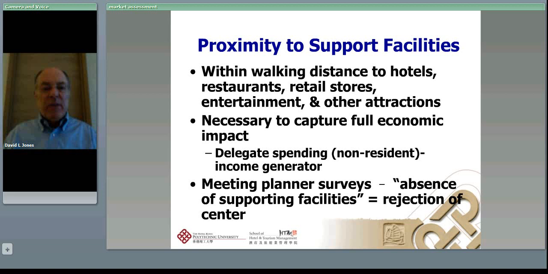So we have to capture the full impact of delegate spending in the area, and meeting planner surveys. One of the biggest things they talk about is lack of supporting facilities. And one of the reasons why we want to build them, of course, is that we want to have those planners choosing us. In San Jose, we had a challenge with shopping downtown, for example.